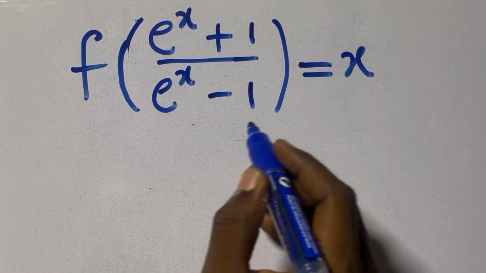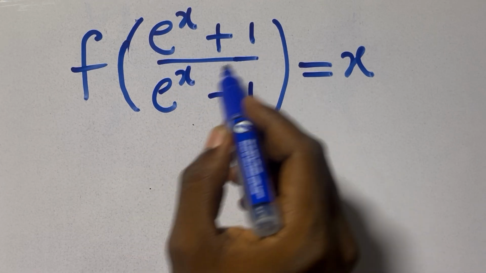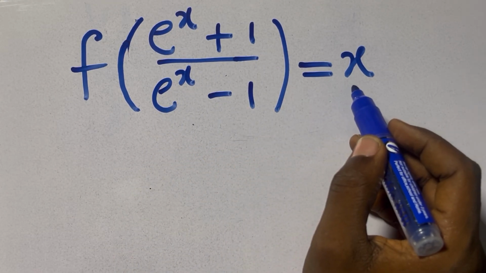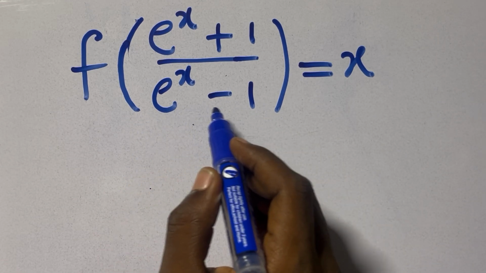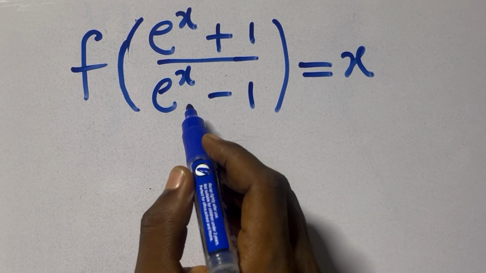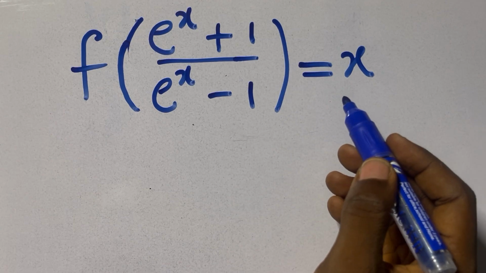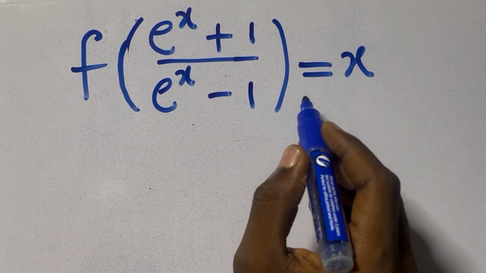Let's look at this Oxford interview question: given f(eˣ + 1)/(eˣ − 1) = x. But this is actually a hidden symmetrical problem. By the end of this video, you'll be able to see why the answer is a natural logarithm in disguise. So yeah, this is a mathematical function, right?